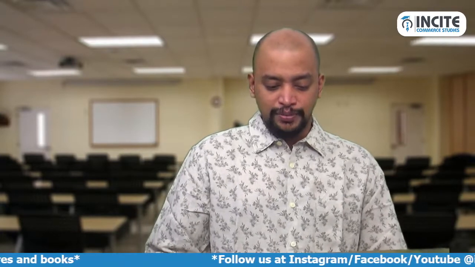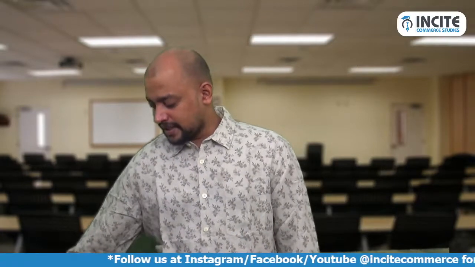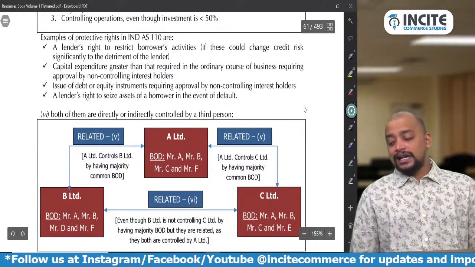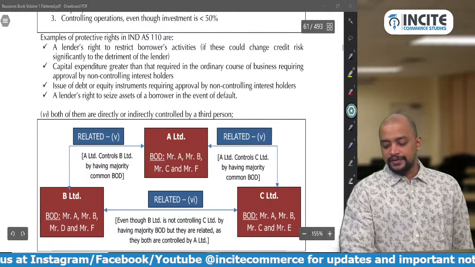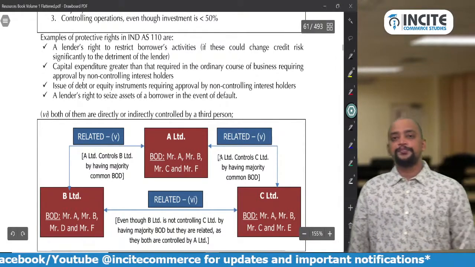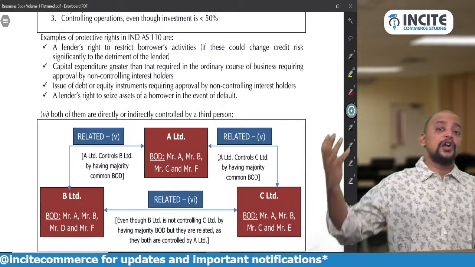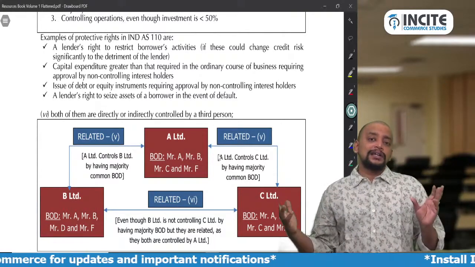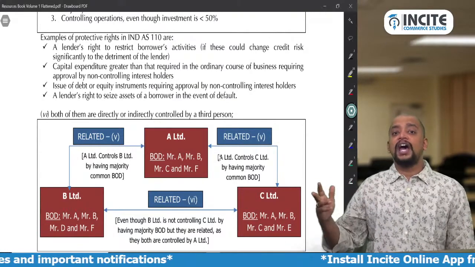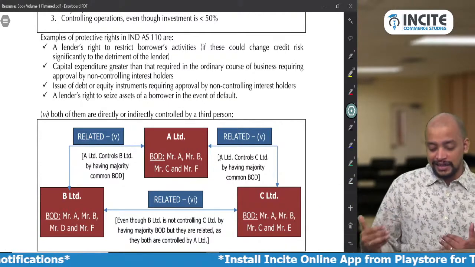Have a look into your book. Take point number 6: both of them are directly or indirectly controlled by a third person. What does it mean? There are two companies and they are under common control. Even though one is not investing in the other, they both have a common entity which is controlling them. Due to that reason, these two persons are treated as related.